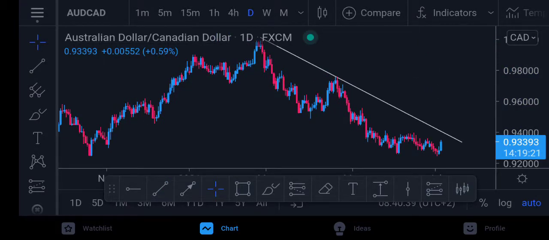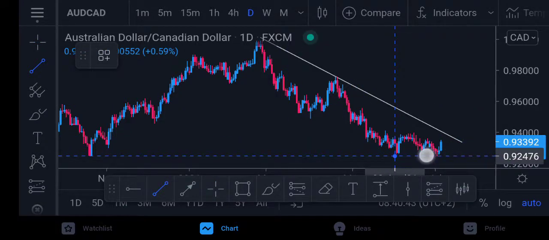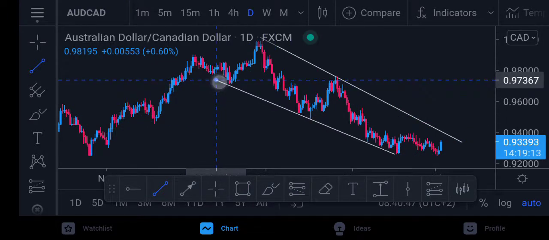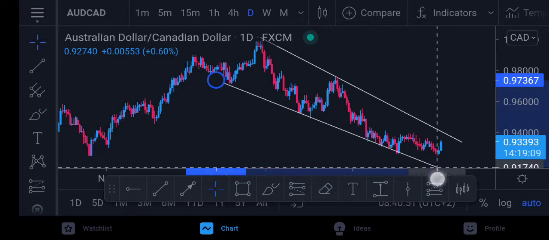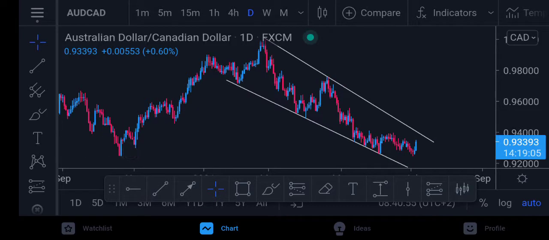So then the next thing I did was draw my lines here like this, and as you can see we have sort of a wedge pattern. We have a descending channel, right? We have a descending channel.